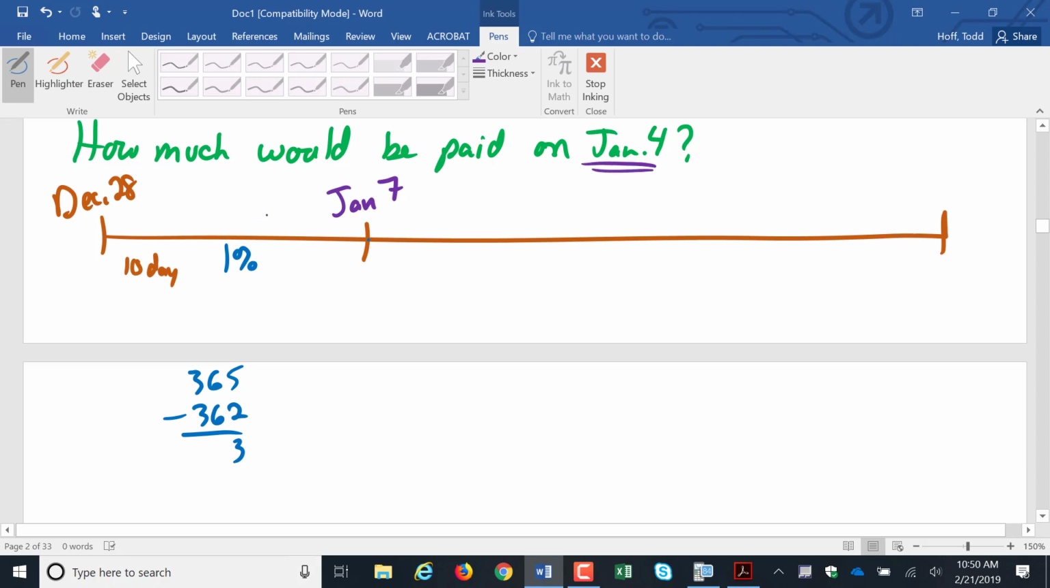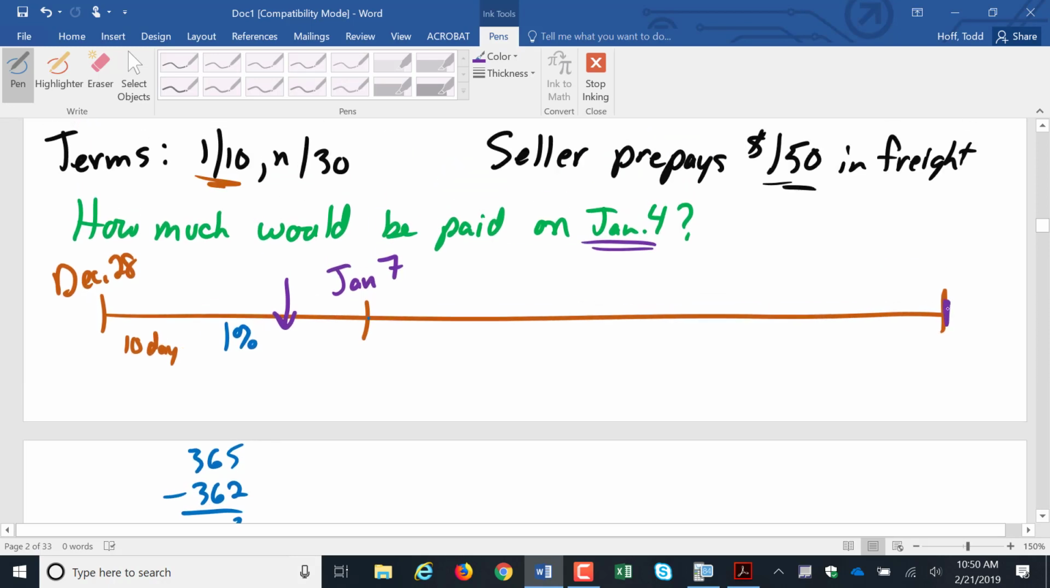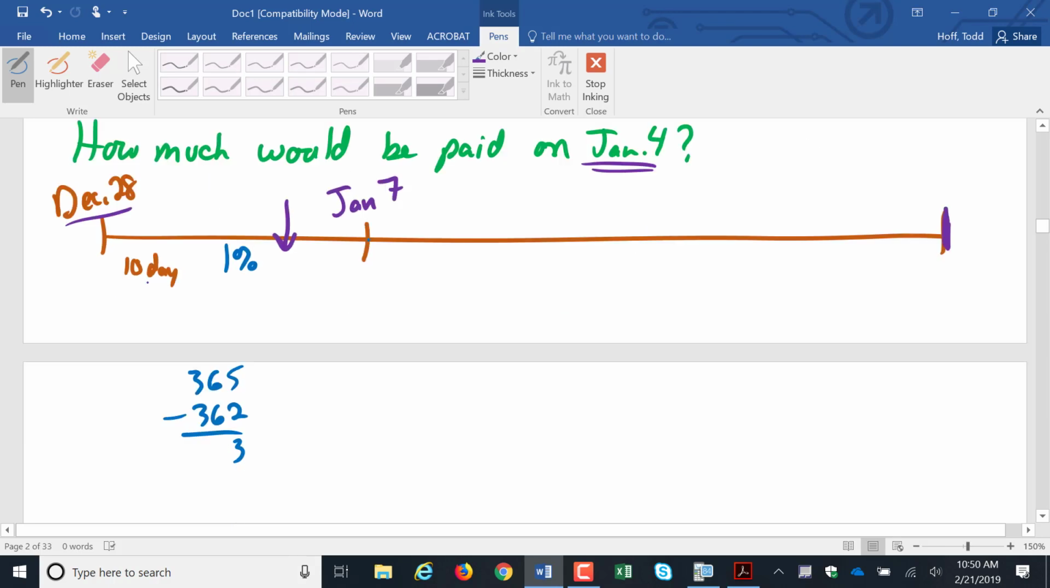January 4th falls within that period. So they get that 1% discount. Now just for practice, let's calculate the end of the credit period out here. That would be 30 days past. Well, remember it was 3 days to get to the end of the year. So that means to get to 30, there's 30 minus 3, or 27 more days. So this would be January 27th would be the end of our credit period. So let's get back to calculating the amount paid. We paid during the discount period. We get a 1% discount.